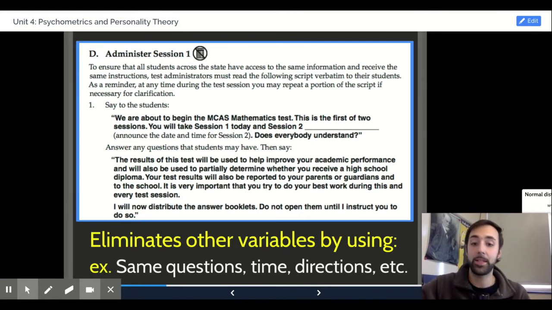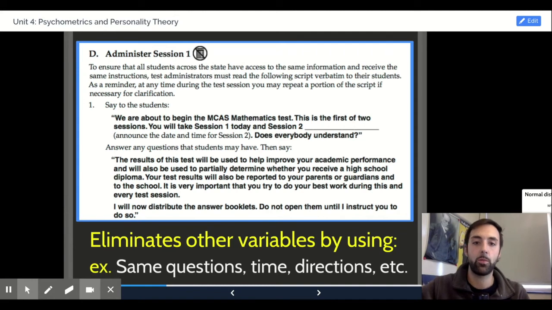In some cases, that means the exact same questions. In other cases, depending on the assessment, like SATs, the exact same time, and certainly always the exact same directions. You would feel very upset if you learned that another group of people took the SATs and the person that gave them the assessment accidentally gave them an extra 5-10 minutes. You would say that's unfair.